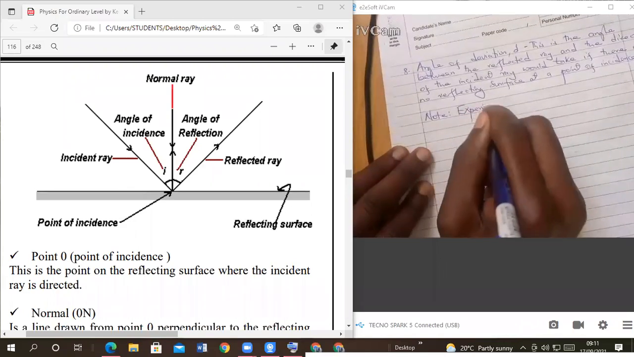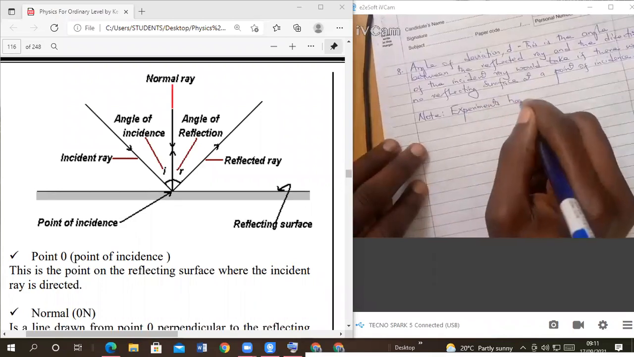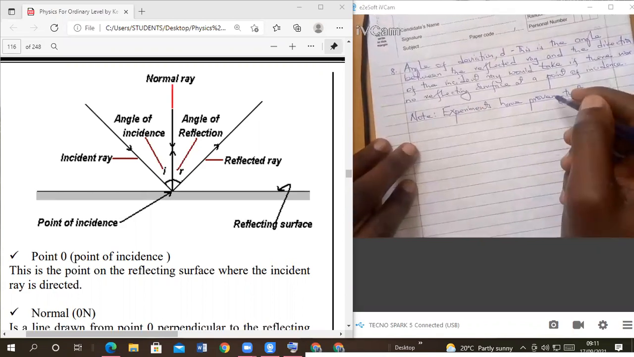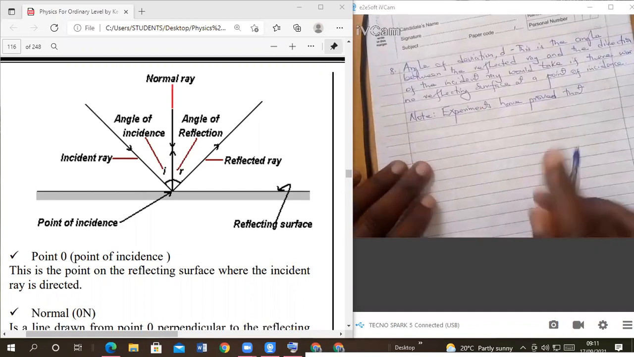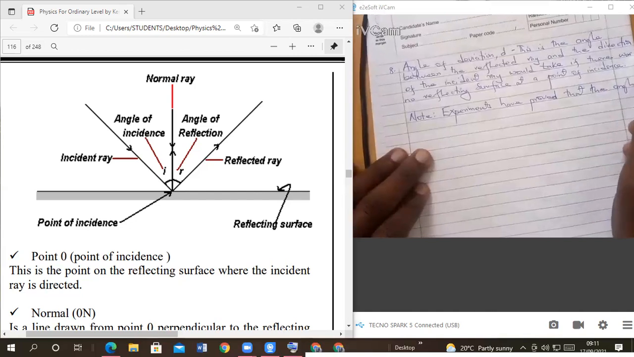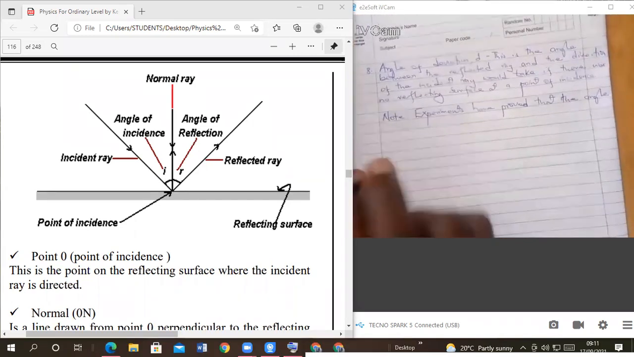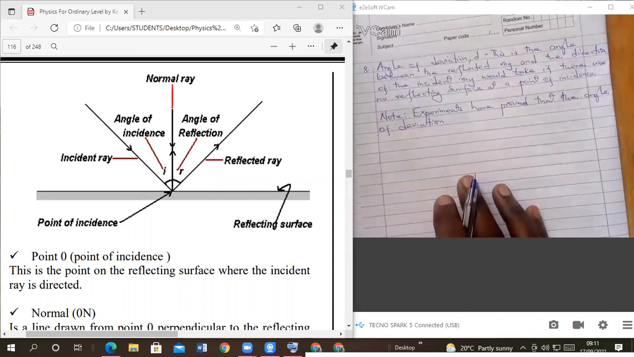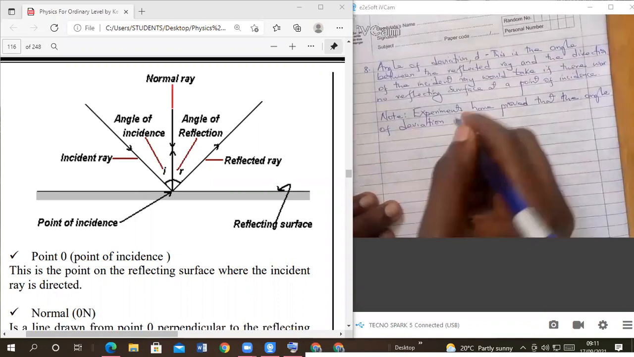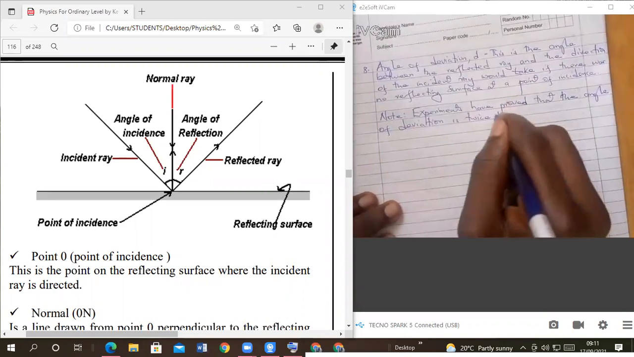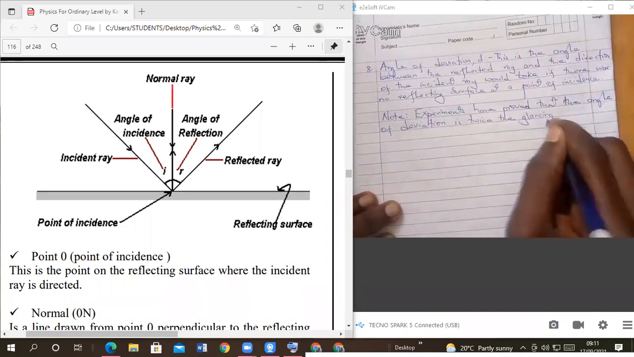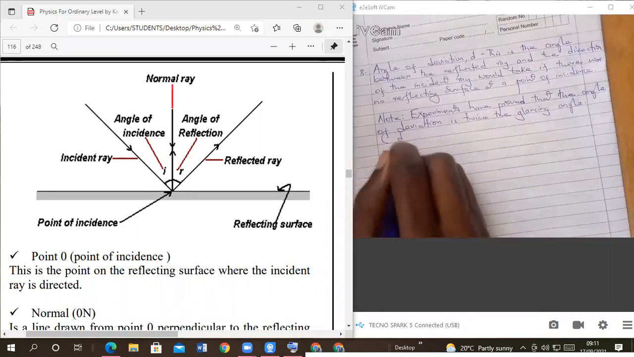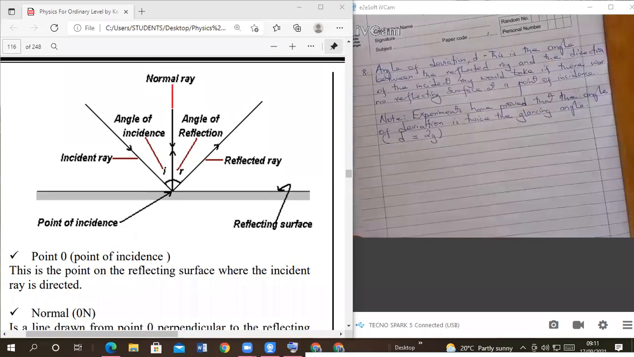Experiments have proven that the angle of deviation is twice the glancing angle. In brackets, D equals 2G. D equals 2G.